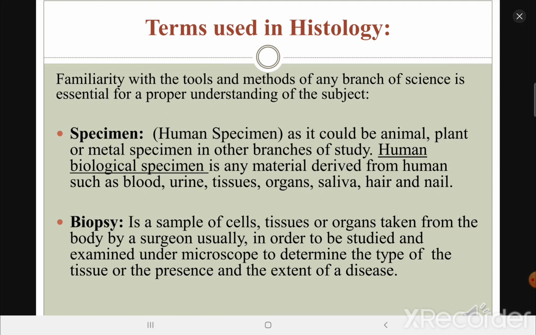What we are concerned with is only the human biological specimen, which is any material derived from the human, such as blood, urine, tissues, organs, saliva, hair, and nail. While the biopsy is part of the specimen. The specimen is a wider and more general term. The biopsy is specified for the medical studies.